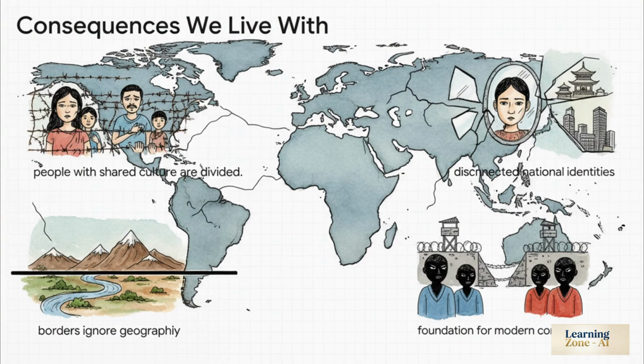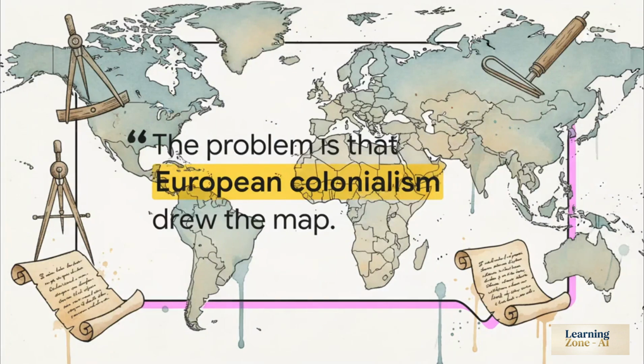You get these national identities that can feel a little flimsy compared to the thousands of years of shared history underneath. And when you look at so many of the conflicts and tensions around the world today, a whole lot of them can be traced right back to those lines drawn on a map 100 years ago. And really, it all boils down to this. Just like our source material says, the problem is that European colonialism drew the map. That's it. We are all living inside a structure that was designed by someone else for their own reasons a long, long time ago.